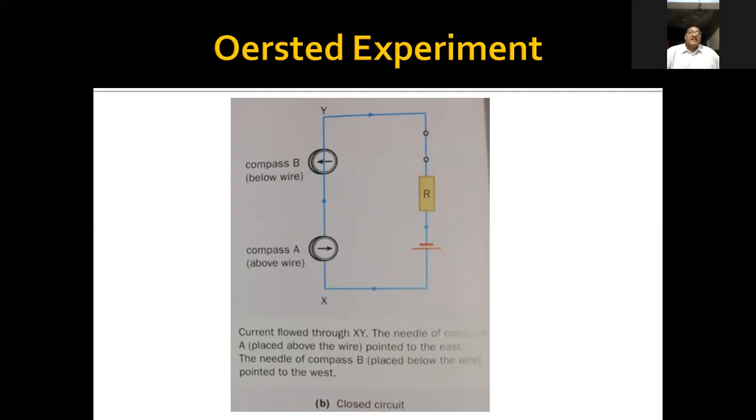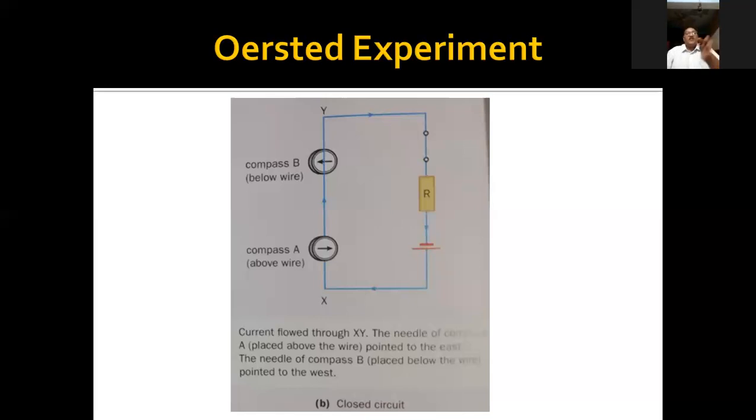It means that above this conductor, the direction of the magnetic field is towards the east, and below the conductor, the direction of the magnetic field is towards the west. So from here, we can conclude that if you have a straight conductor and the current starts flowing through it, naturally the magnetic field is created around that conductor. And by putting the compasses there, we came to know that the direction of the magnetic field is circular.